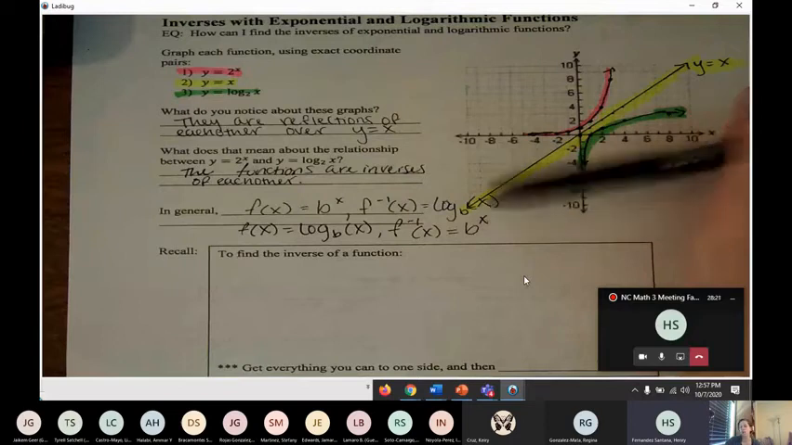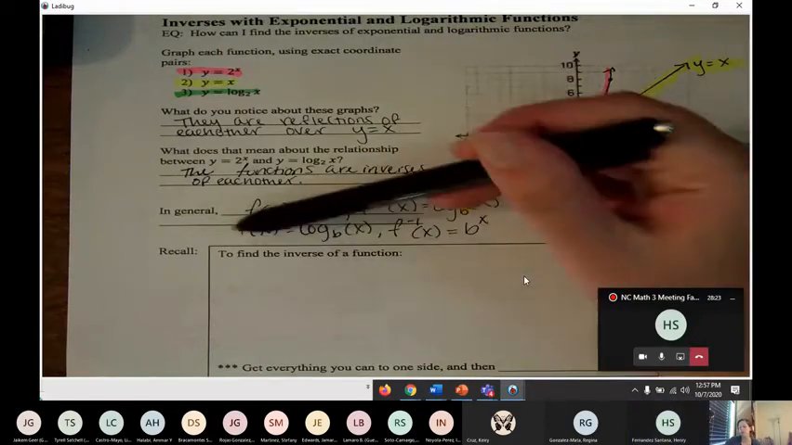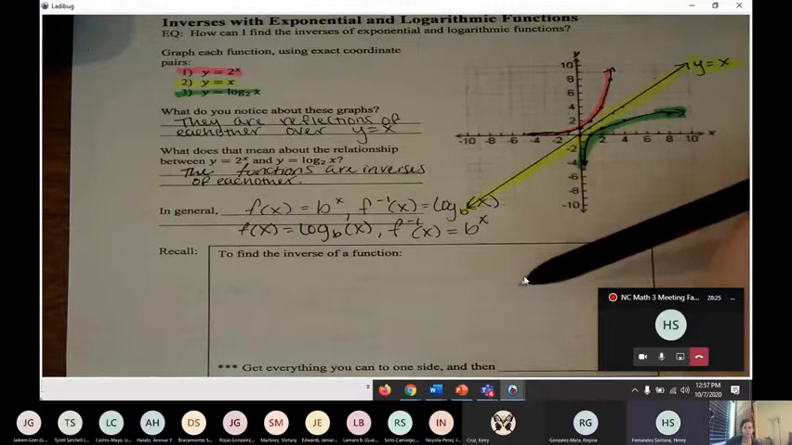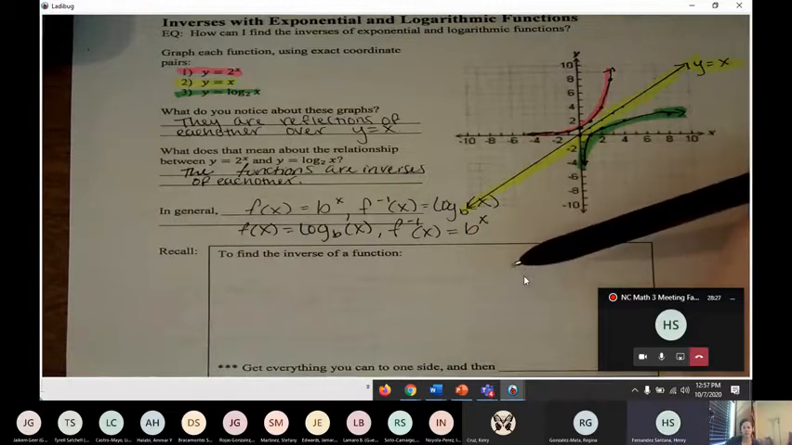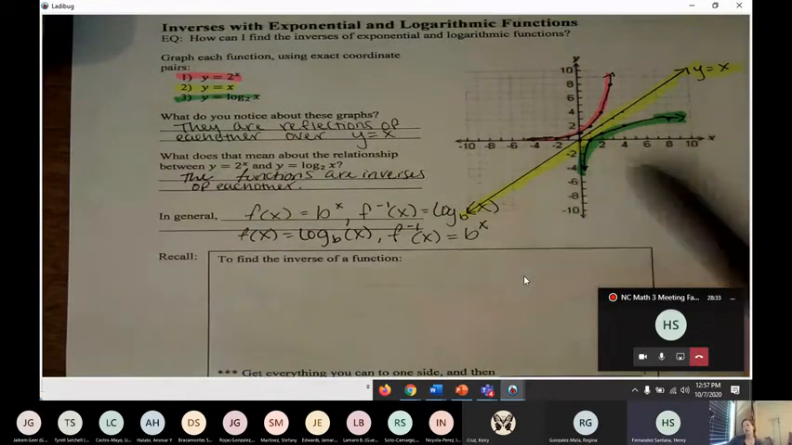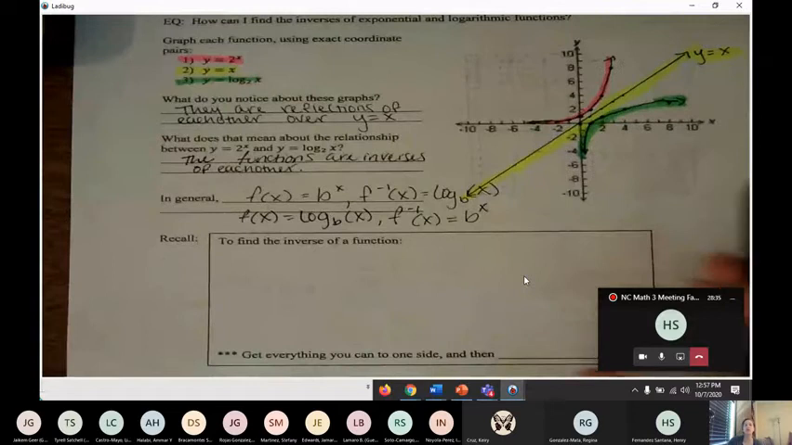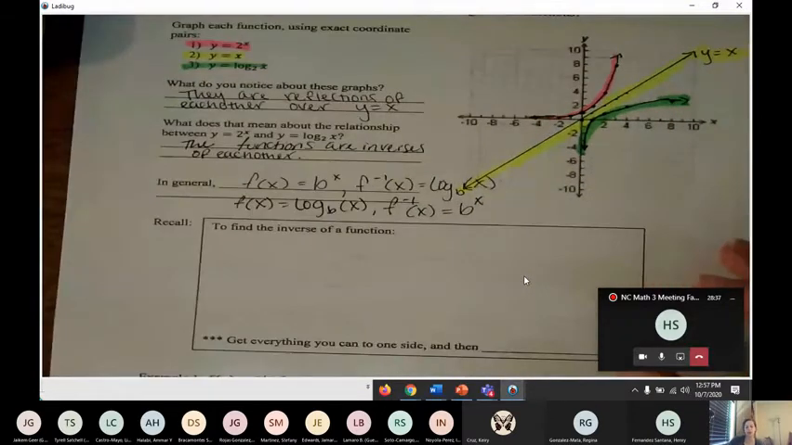Okay. So really, you only need one of these lines. You could cross out the other one. Okay. They mean the same thing. Good question. Okay, so now to find the inverse of a function, we've talked about finding inverses of functions before.